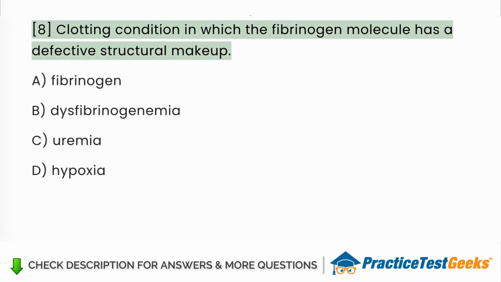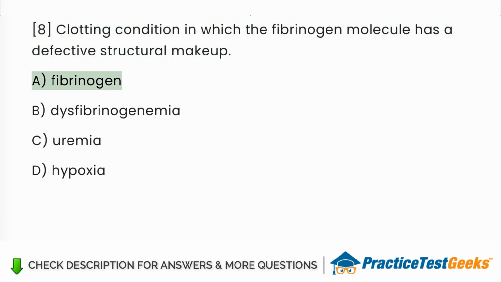Clotting condition in which the fibrinogen molecule has a defective structural makeup. A. Fibrinogen. B. Dysfibrinogenemia. C. Uremia. D. Hypoxia.